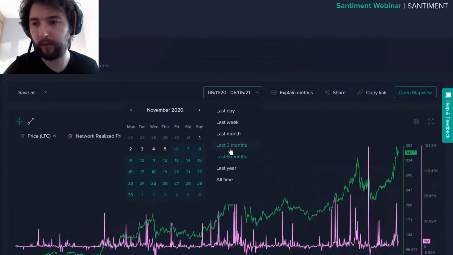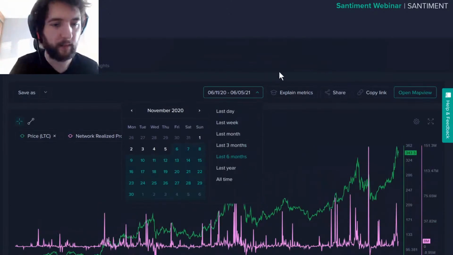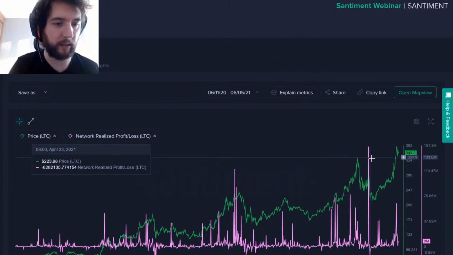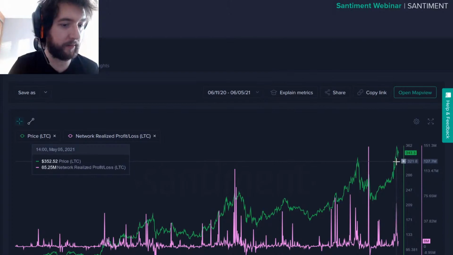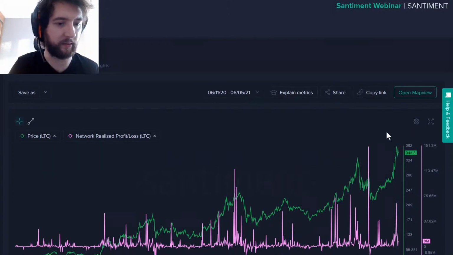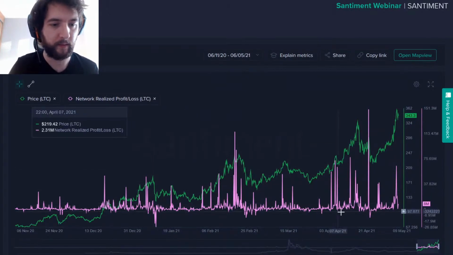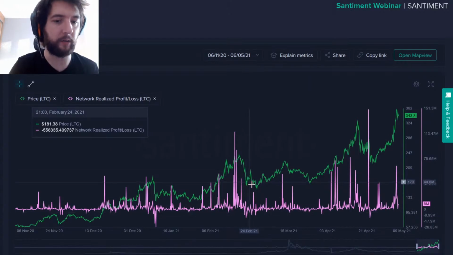Let's take a look at the last 6 months. Same thing. A few big spikes in net profit loss around local tops, like here, here, and here, and here, right yesterday, right before Litecoin started to correct. However, we've also seen several dips earmarking local bottoms. We've seen it right here. We've seen once again here. We've seen another cluster of net profit loss dips around this period of price recovery for Litecoin.